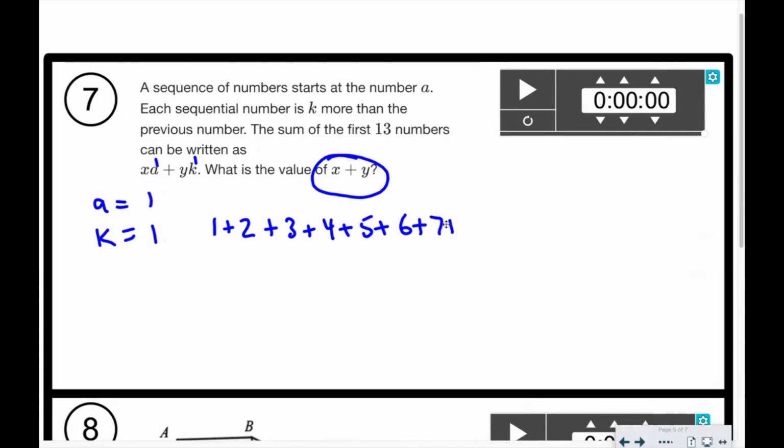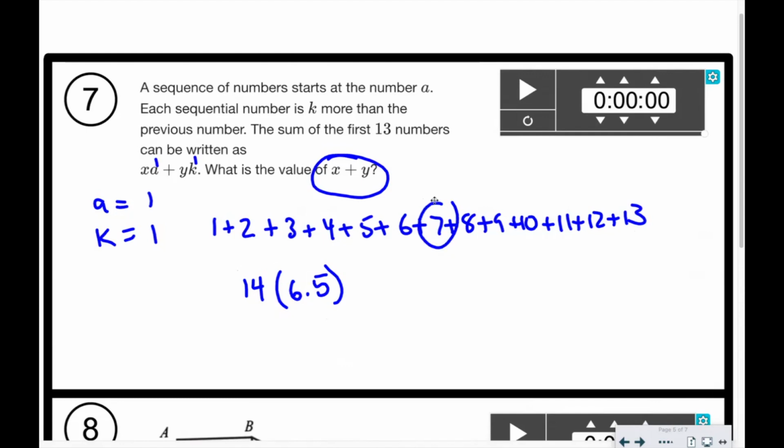You can do this a couple different ways. You could just throw it in a calculator. If you want to get fancy with it, there is a little bit of a shortcut. If you add the first and the last number, you get 14. And if you add the second and the second to last, you get 14. You keep getting 14 over and over again. You end up with 6.5 pairs, because there's an odd number of numbers. So you get 6 pairs, and then that half a pair will be the 7 that's hanging out in the middle. So it ends up just being 14 times 6.5, which is 91.